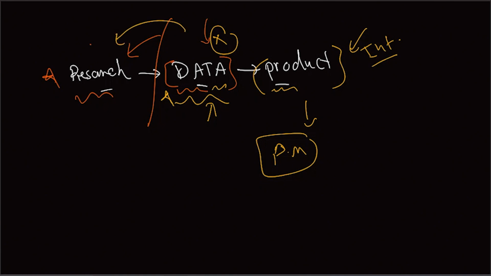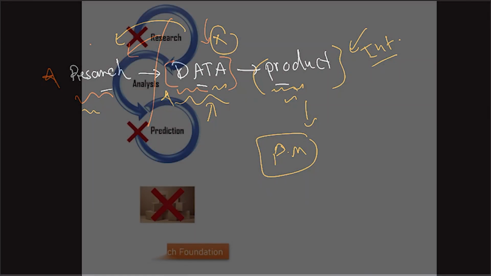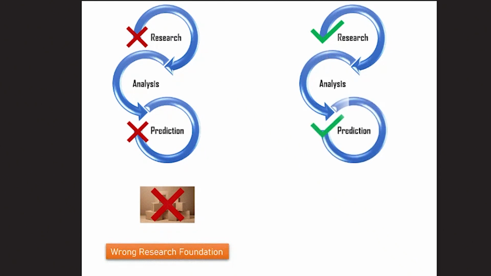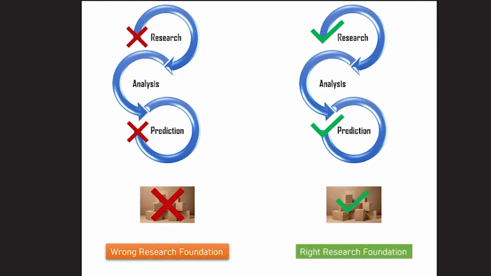So if you have a wrong foundation from the very beginning, then it can guarantee you a failed product no matter what kind of advanced tool you are using. The data actually must be based on the right research approach. So you could see here, I have presented this idea that when you have wrong research, whatever analysis you do and prediction, you will have a wrong product. This is a wrong research foundation. Do your research right, do your analysis right, and then your prediction will be right. And here we go, you get the right product. And that is the right research foundation.